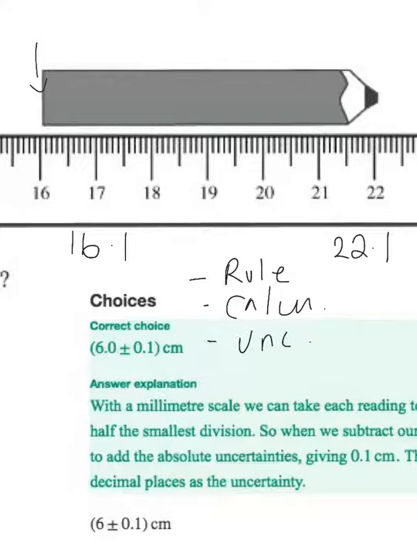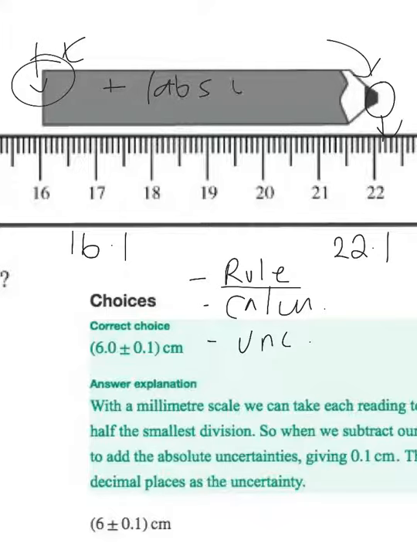So what is the rule here? We're going to do a subtraction. We're going to subtract this distance from this distance. So the rule for subtraction is that you add your absolute uncertainties. You must add them. The second thing that you must do is the actual calculation. Forget about uncertainties for a minute. So now 22.1 minus 16.1 gives you 6.